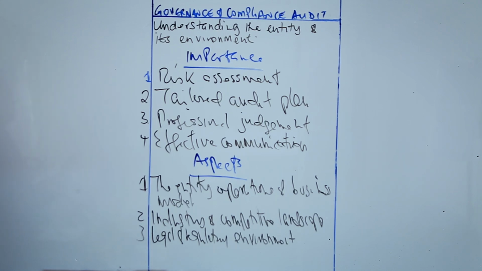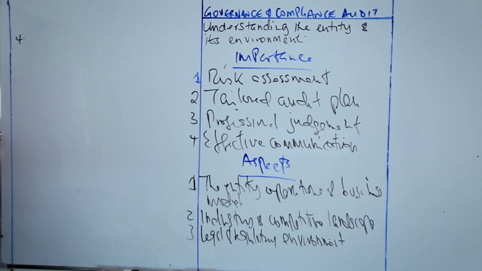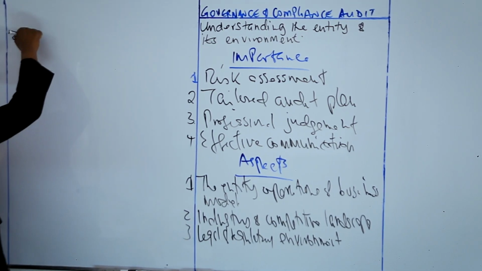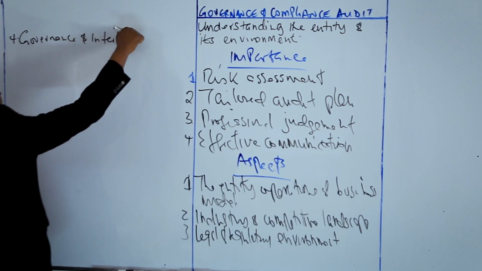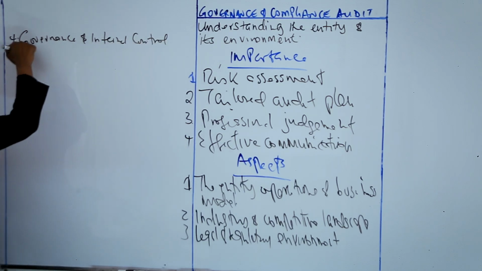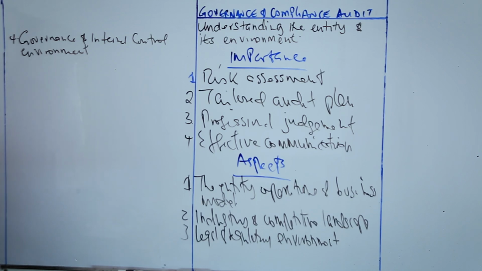You may also check what is the level of regulatory scrutiny that has been there before. Are there any impending changes to regulations that could impact the organization? So that's another way of understanding an entity. The fourth way is governance and internal control environment.